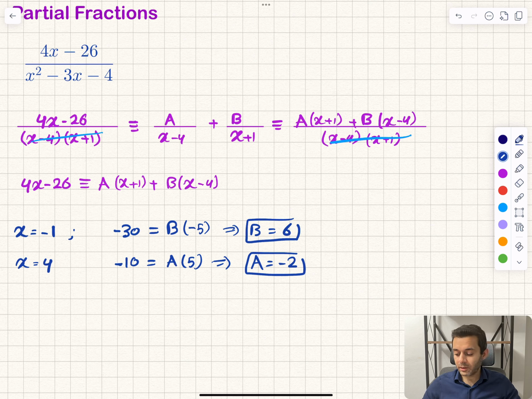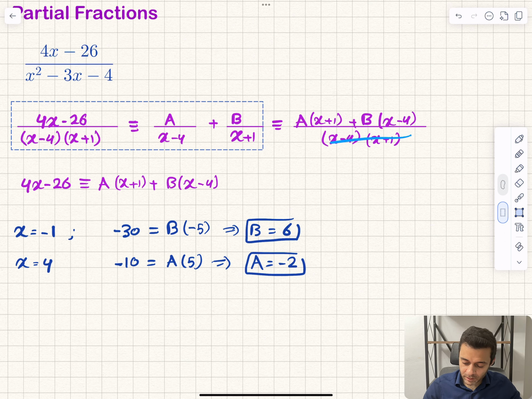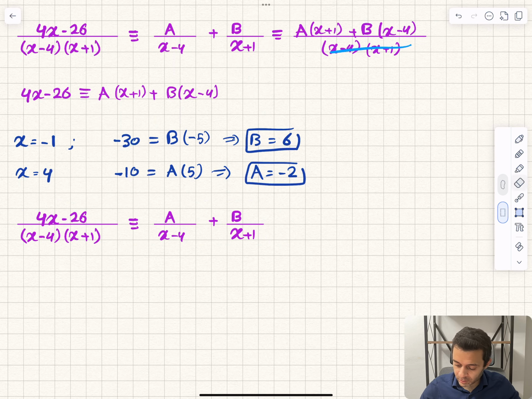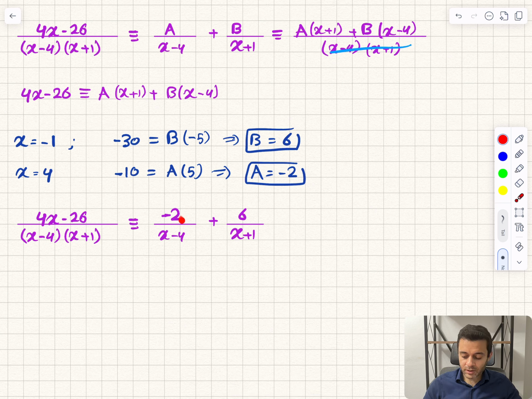Since we found a and b, it's nearly done. Which means now this fraction here can be rewritten like this. I'll erase a and b and put, for a, -2, and for b, 6. So that's it, it's done. We broke down this fraction into smaller partial fractions. Now, in case you need to check, if you add up these two fractions and make the denominators equal and simplify, you have to get the same as this.